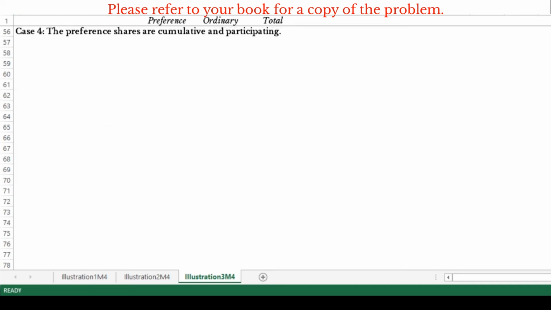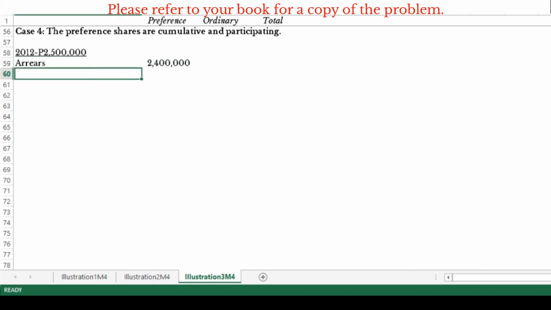Next, for case 4, we have the preference shares are cumulative and participating. So again, since this is cumulative, we will pay for the dividends in arrears. We will begin with 2012 kung saan nag-declare ng dividends na 2.5. Noong mga panahong yon, dividends are in arrears for 2 years. So again, that's 2.4 million. After that, 'di ba, ang natitira na lang is 100,000 to satisfy our current year's dividend.